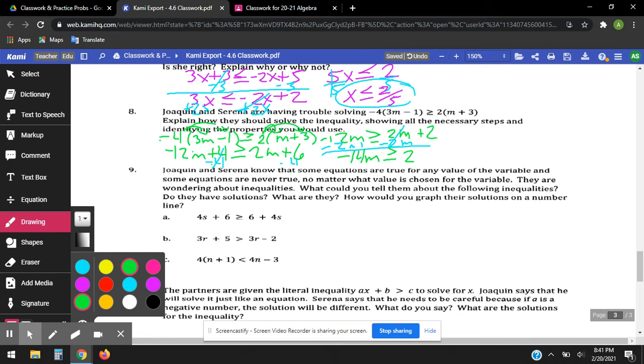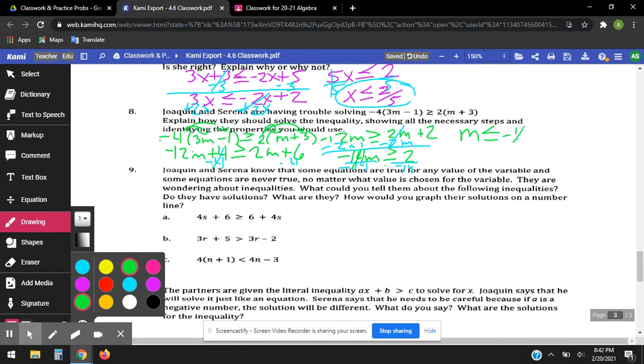And now I need to divide by negative 14. And so I can actually simplify this one. And since I am greater than, I need to flip my sign because I'm multiplying or dividing by a negative.